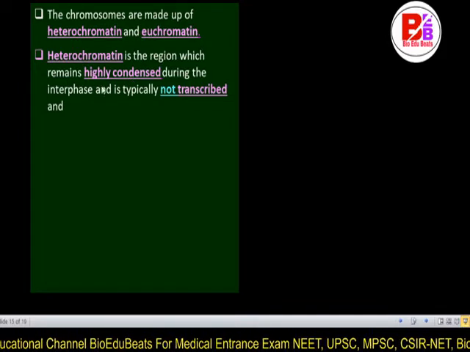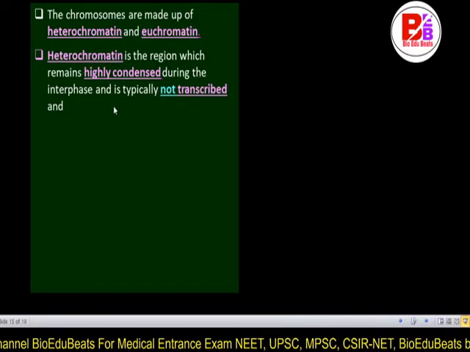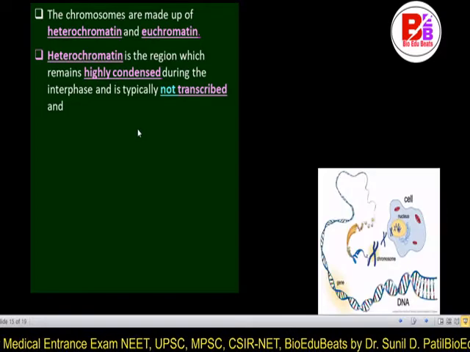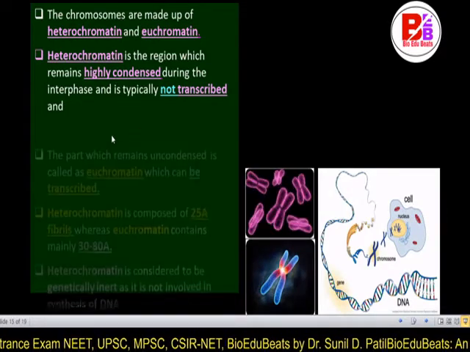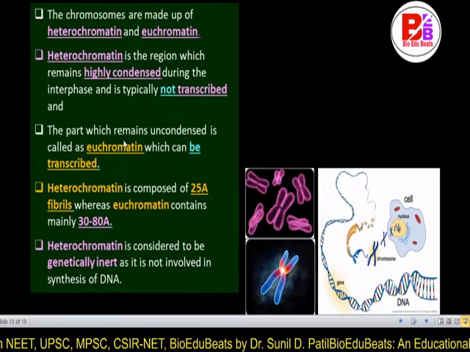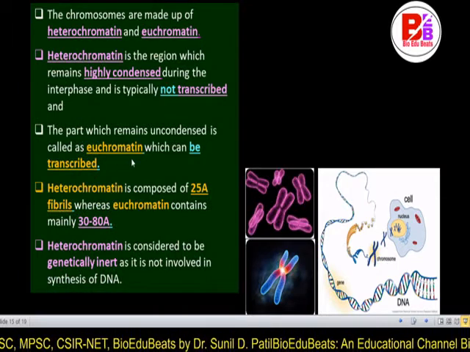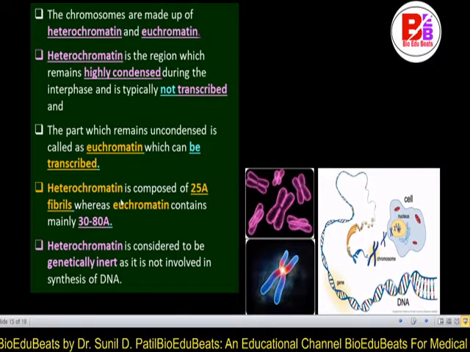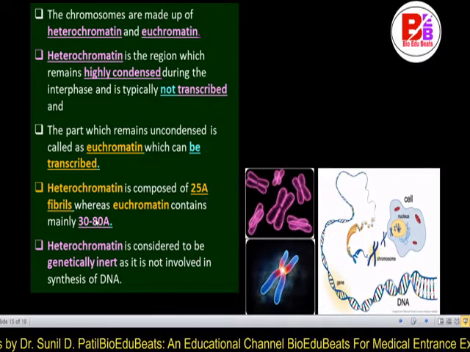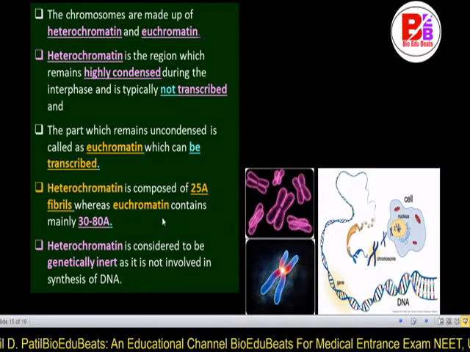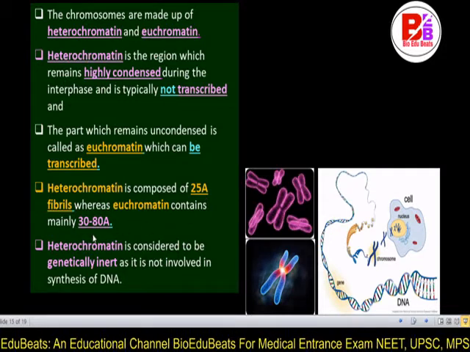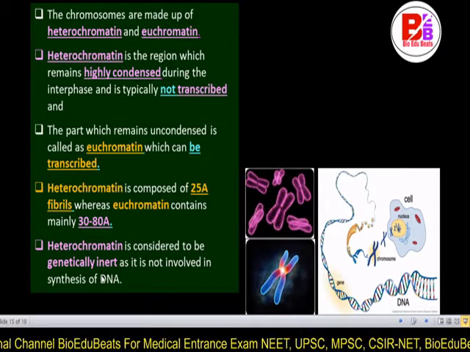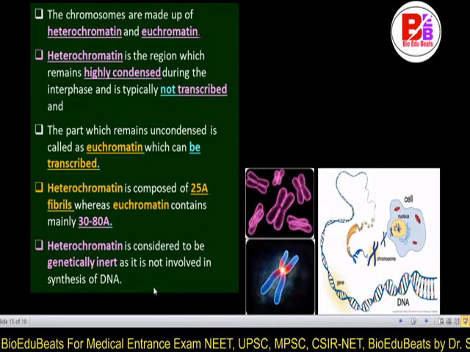Heterochromatin is the region which remains highly condensed during the interphase and is typically a non-transcribed region. It means an inactive region; it is called heterochromatin. While the part which remains uncondensed is called euchromatin; it can be transcribed, meaning it is an active region. Heterochromatin is composed of 25 angstrom thick fibrils, whereas euchromatin contains mainly 30 to 80 angstrom thick fibrils. Heterochromatin is considered to be genetically inert or inactive and it is not involved in the synthesis of DNA or transcription.